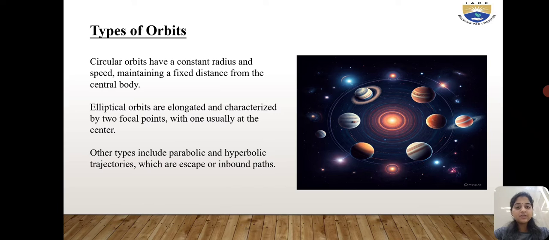Types of orbits. Circular orbits have a constant radius and speed, maintaining a fixed distance from the central body. Elliptical orbits are elongated and characterized by two focal points, where one focal point is usually at the center. Other types include parabolic and hyperbolic trajectories, which are escape or inbound paths.